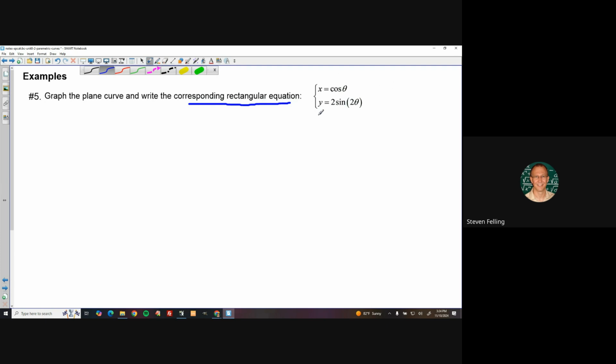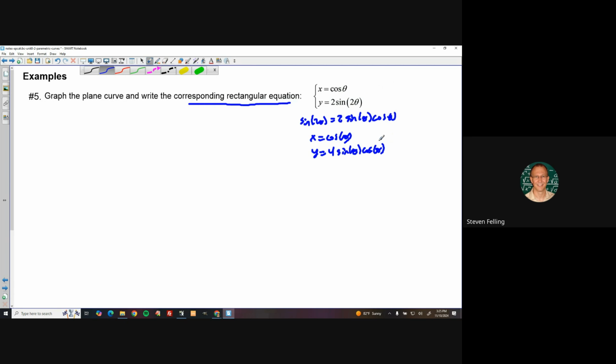Let's see. There's a trig identity that says that sine of 2 theta is equal to 2 times the sine of theta times the cosine of theta. So we're going to make this that. That means y is equal to 2 times that, which means we've got x is cosine theta, but y is really 2 times 2, so it's 4 times sine theta times cosine theta, right? And then how can we combine those? Well, I'm thinking, let's see.